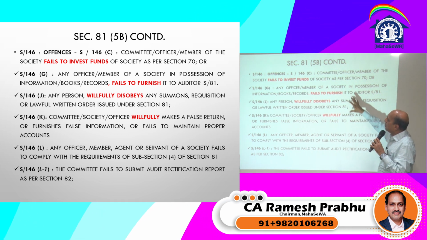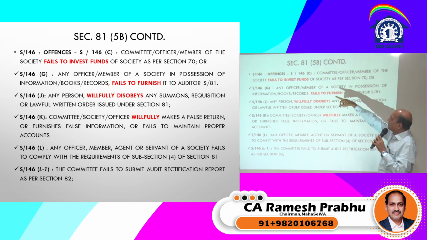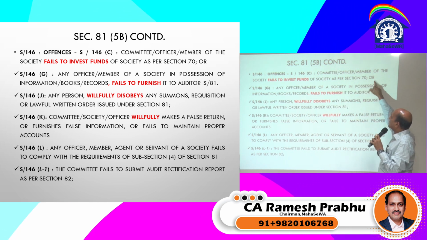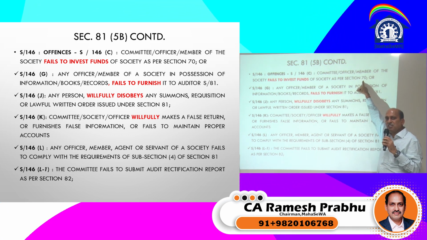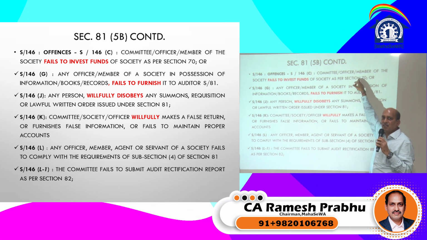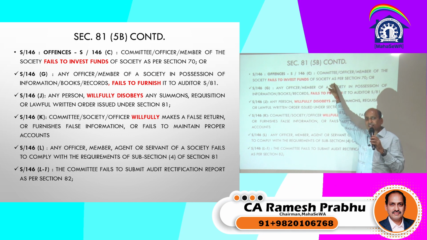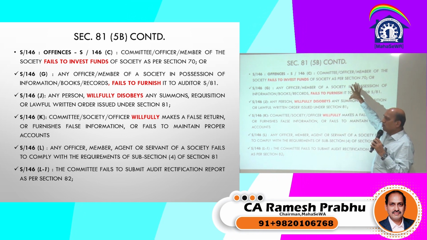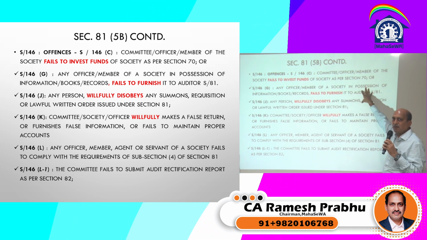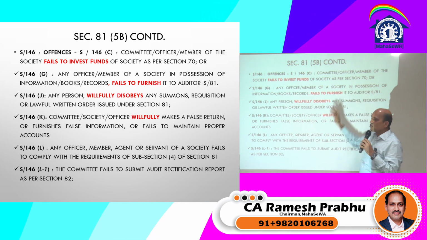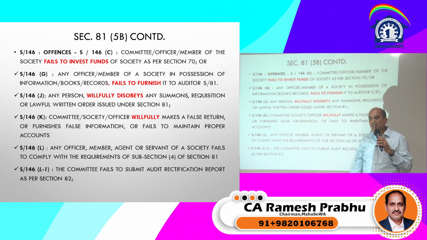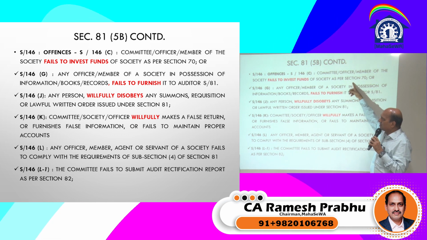Now, a committee officer or member of the society fails to invest funds of the society as per section 70. That means if the fund is required to be invested in a bank where there is an audit classification in the last 3 years, and they have failed to do that, or they have put it in a cooperative bank which is not A class but B class, then they have committed an offence.